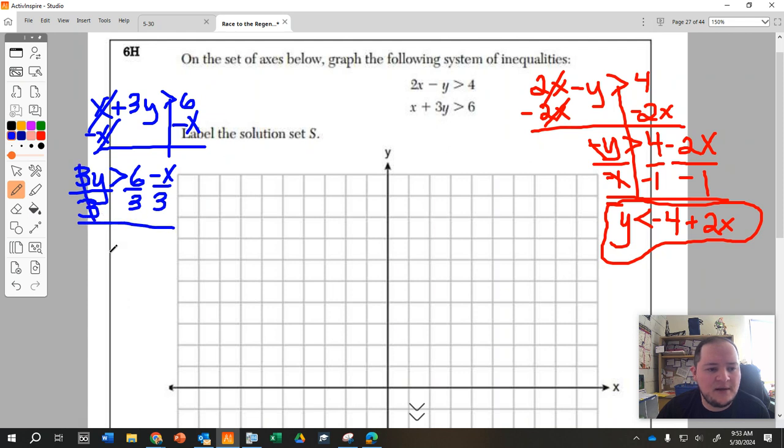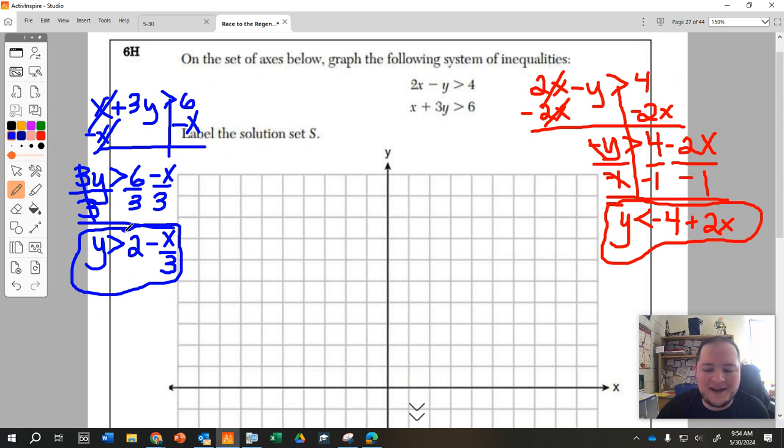Okay, clean up y. Does my inequality sign flip this time? It does not. I divided by positive 3, positive 3, positive 3, so it stays open that way. 6 divides by 3 nicely, 2. Negative x over 3 does not clean up at all because an invisible 1 divided by 3 is going to spit it back. So I'm going to leave it in that form because my calculator has no problem dealing with it.